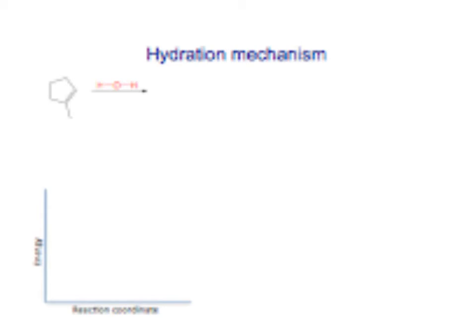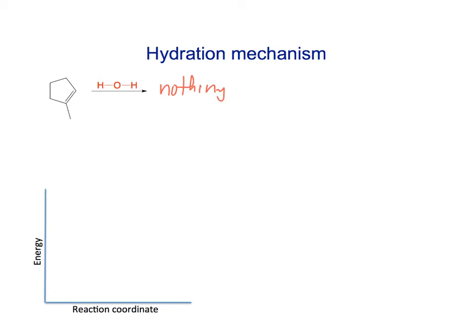So we add water to an alkene and nothing happens. So, what do we have to do? If we add water, but we also add a small amount of sulfuric acid, then we get a reaction.